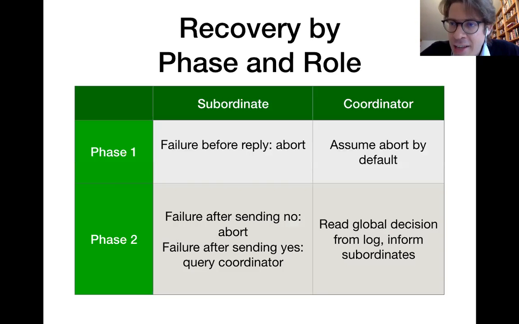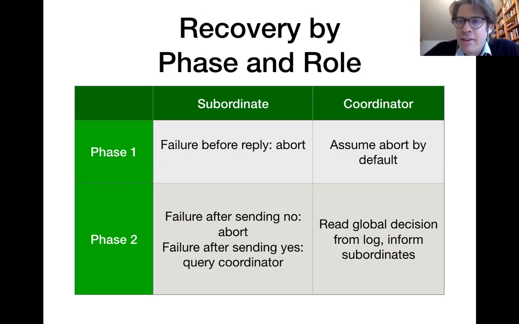Now here we can think about what happens if we fail in different phases of the protocol and on different nodes. For instance, if in the first phase, one of the subordinates fails before it can reply to the coordinator, then we know that the coordinator will wait until the timeout for the subordinate to reply. And if that doesn't happen, then by default, we assume an abort.